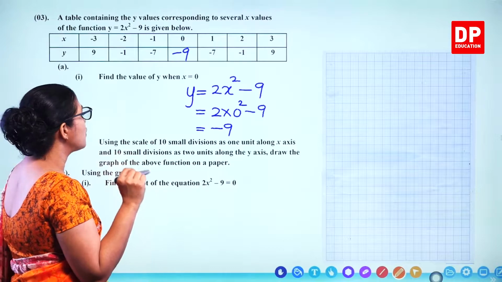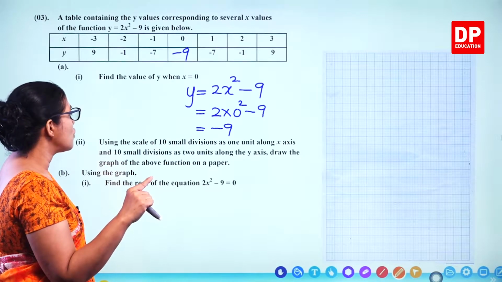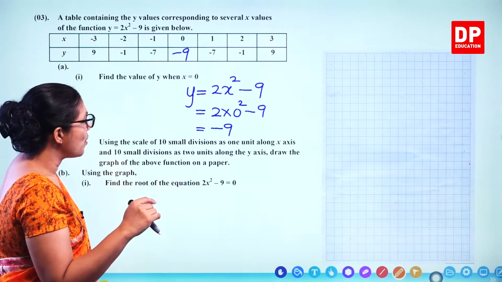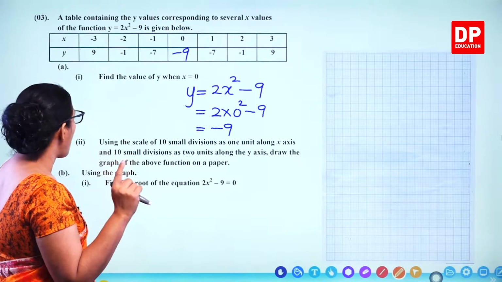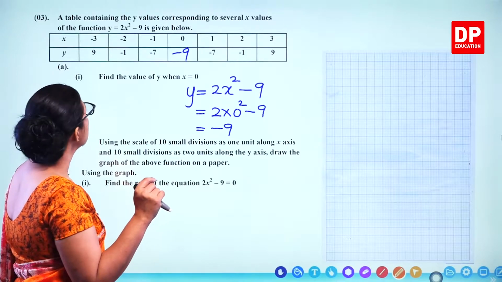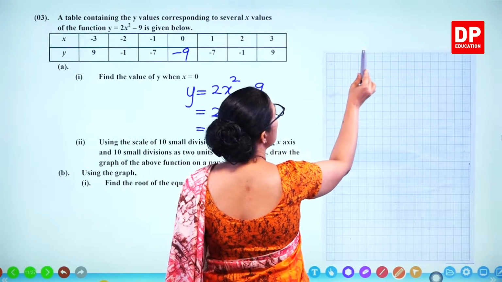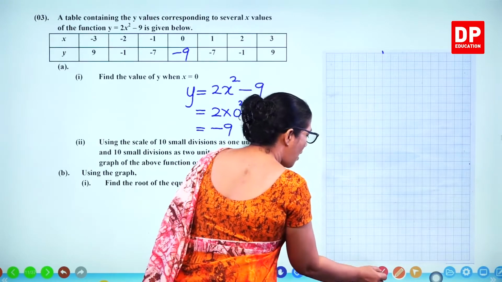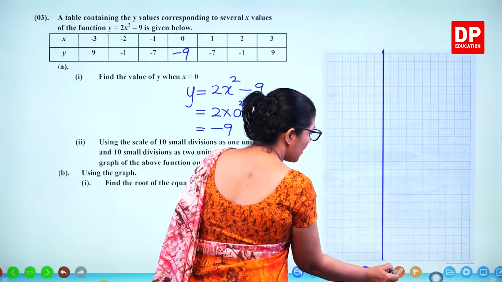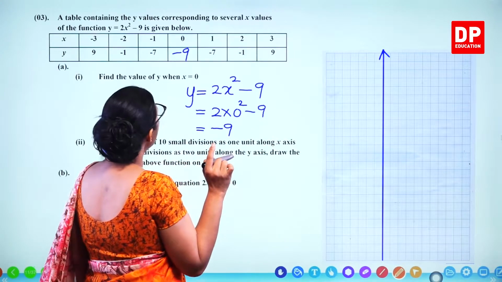Using the scale of 10 small divisions as 1 unit along the x-axis and 10 small divisions as 2 units along the y-axis. Now the y scale is different to the x-axis. Draw the graph of the above function on graph paper. So let's take starting with minus 3, minus 2, minus 1, 0. So first you can mark the y-axis. Then see what's the maximum y value? 9.